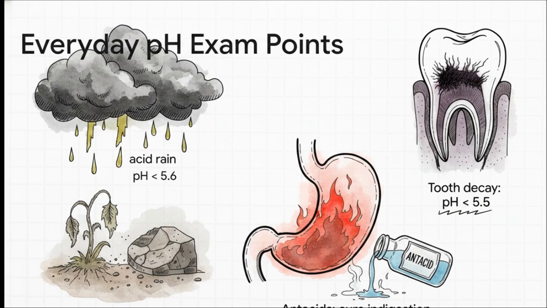Tooth decay starts the exact moment your mouth's pH drops below 5.5 because bacteria are in there feeding on sugar and creating acid. And rain? It's officially declared acid rain when its pH drops below 5.6. Oh, and when your stomach produces way too much acid and you get awful indigestion, you just swallow a mild base, like an antacid, say milk of magnesia, to perfectly neutralize it.